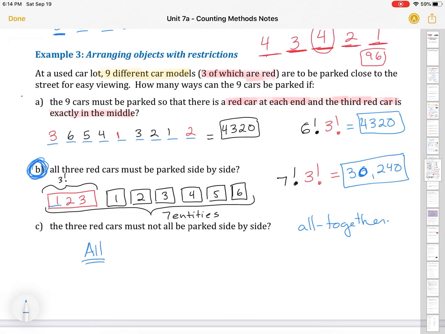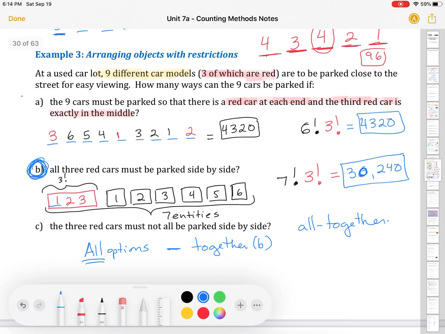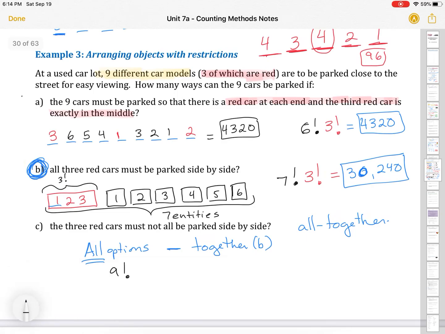So let's erase this. Now I know what these notes mean. We take what it is if they're all there, all options, and we subtract when they are together, which was what we did in section B. So all the options are 9 factorial. All together was what we did in section B, which is 30,240. 9 factorial, we're going to get 362,880. We subtract the options where they are together, and we're going to get 332,640.